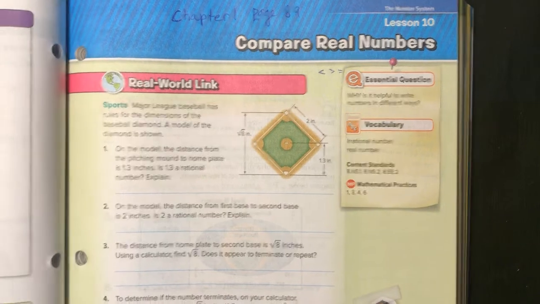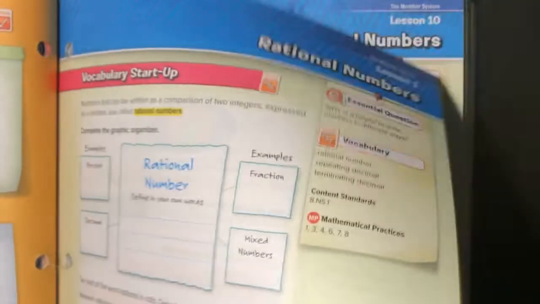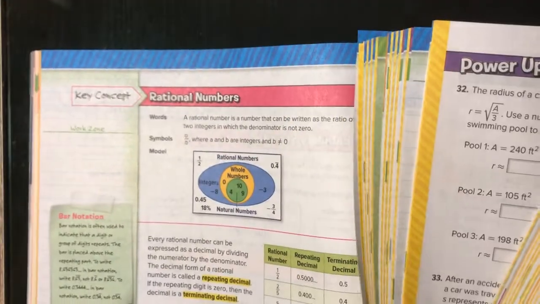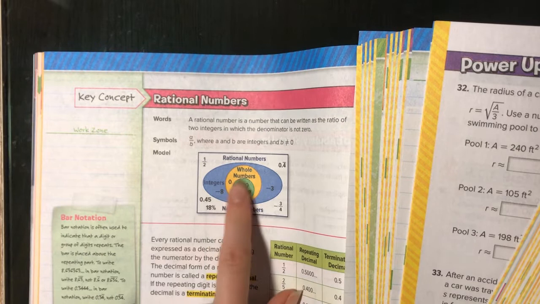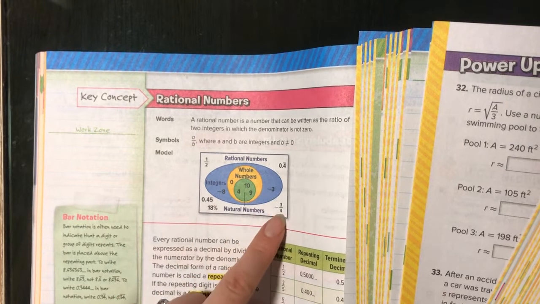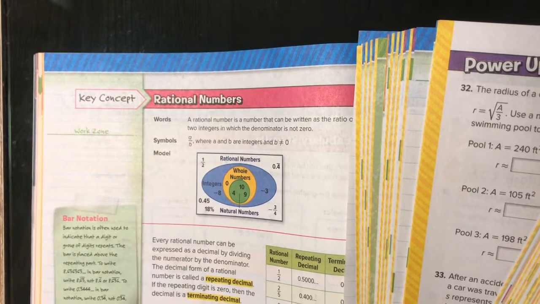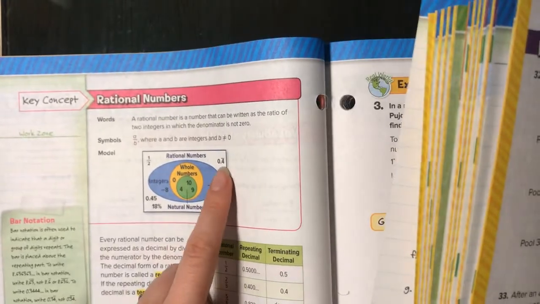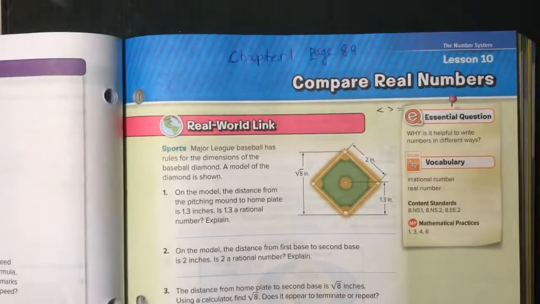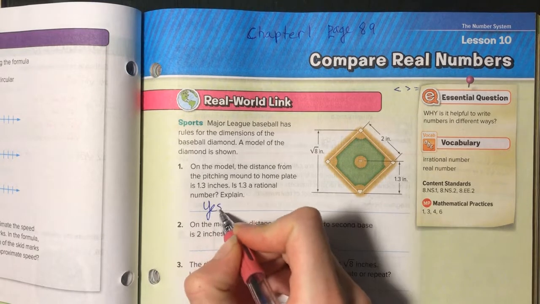Think all the way back to the beginning of this chapter, Chapter 1, when we talked about rational numbers. We have natural numbers, whole numbers, integers, which means it has a negative. And then rational numbers can be fractions, percents, decimals, repeating decimals, as long as they repeat in a pattern. Remember that? So it's asking, is 1.3 a rational number? Yes, of course it is.